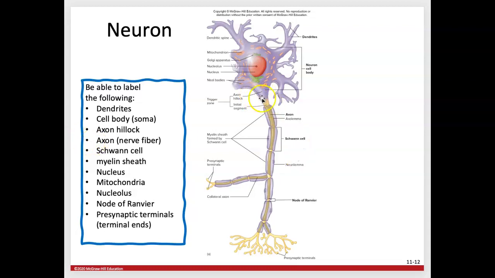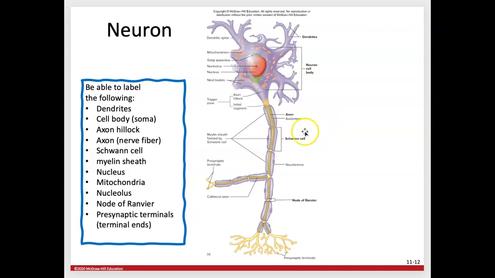The axon hillock is this cone-like area here. And then the axon is this long tail-like portion of the neuron. That's basically a portion of a nerve fiber. A nerve fiber is many of these bundled together.